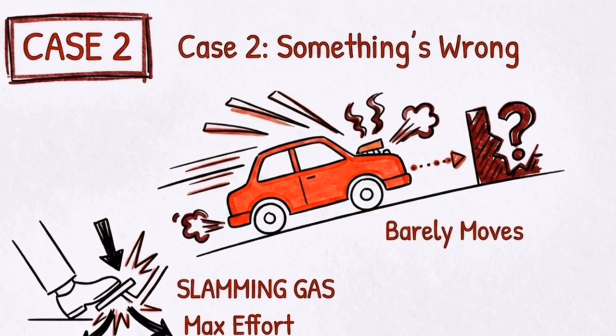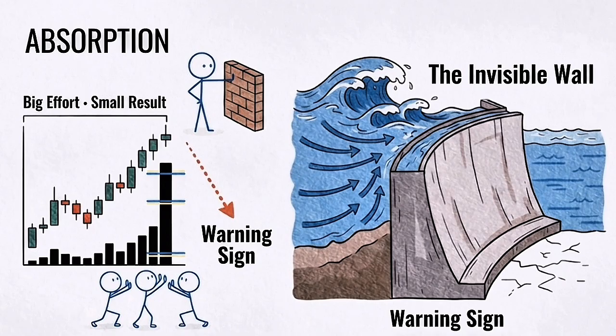Case number two, you slam the gas pedal. The engine roars. Fuel is burning. But the car barely moves. There's something blocking the road. On the chart, that's a tiny candle with massive volume underneath. This is called absorption. What's happening? Buyers are pushing hard, but there's an invisible wall. A large seller, smart money, is sitting there quietly absorbing every single buy order.